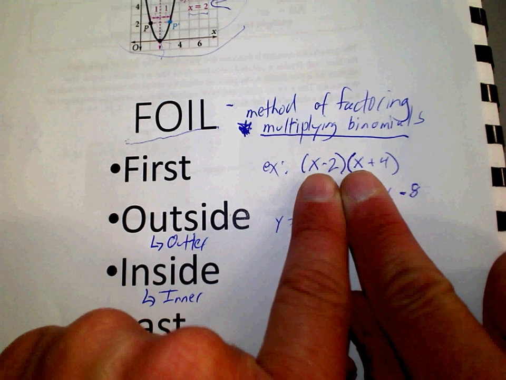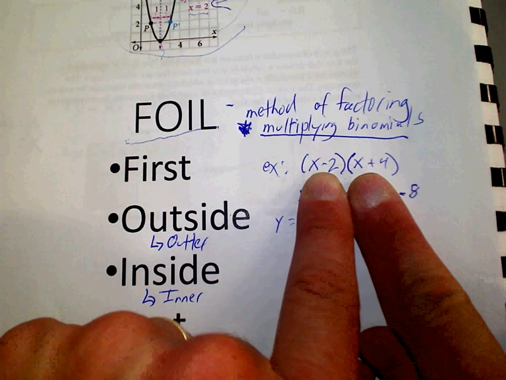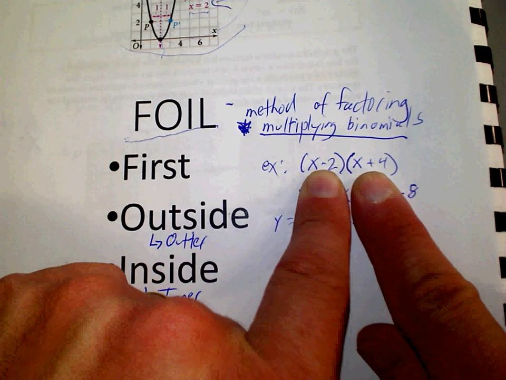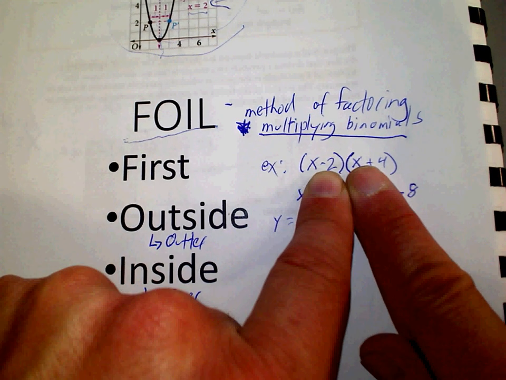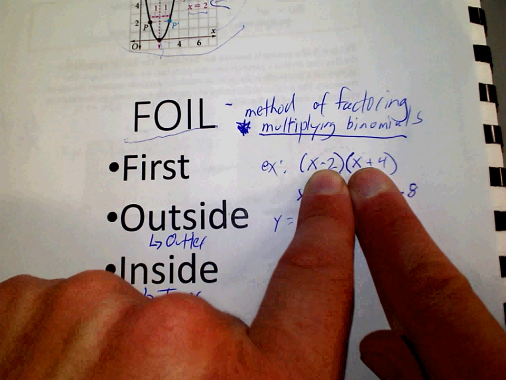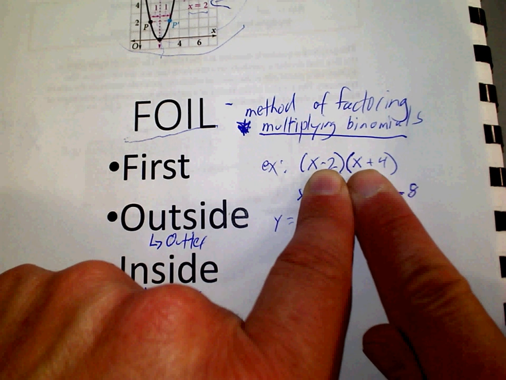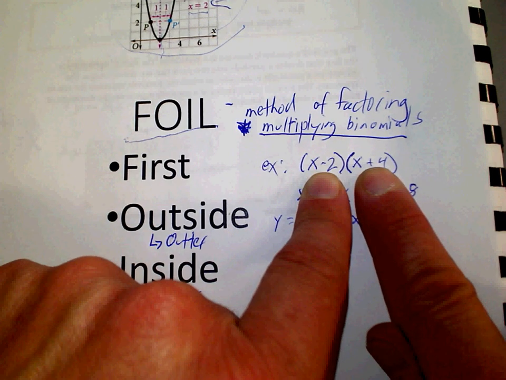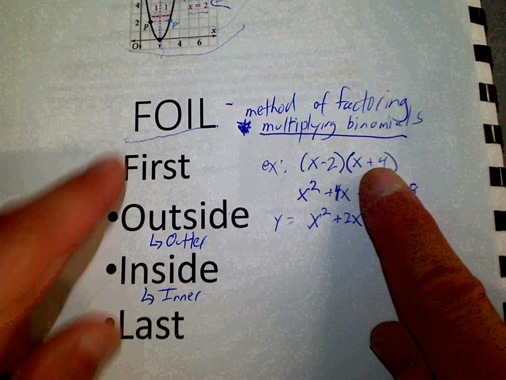An example here, x minus 2 is a binomial. That's an expression with two terms, a linear term and a constant. But it doesn't matter if it's a linear term and a constant, it's just two terms. And x plus 4 is a binomial. That means two terms. And if I'm going to multiply binomial times binomial, I can use first, outside, inside, last, or first, outer, inner, last. So walk through this with me.